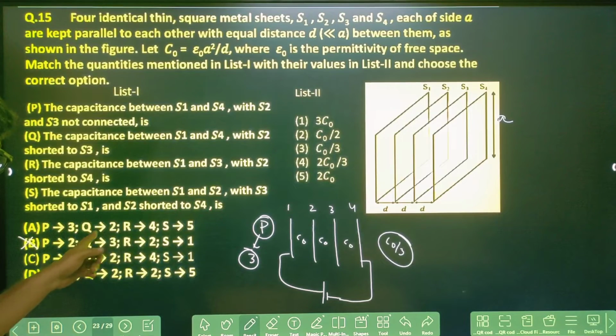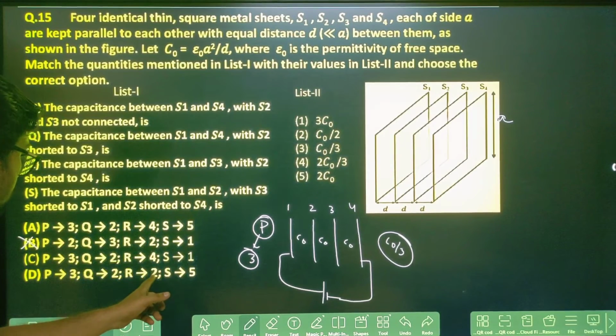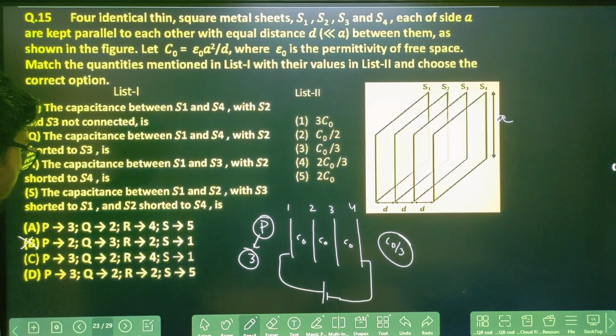Now this will be 3, 3, 3. This will be 2, 2, 2. So I should not check Q, because 2, 2, 2 is there. For R it is 4, 4, 2. And S equal to 5, 1, 5, right? So 5, 1, 5. Let's check this.